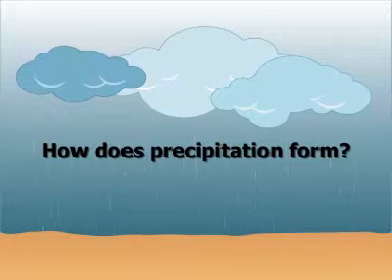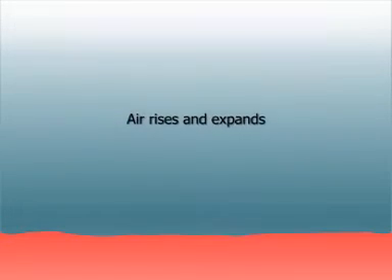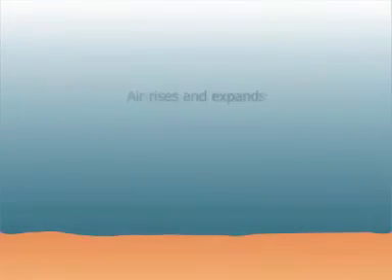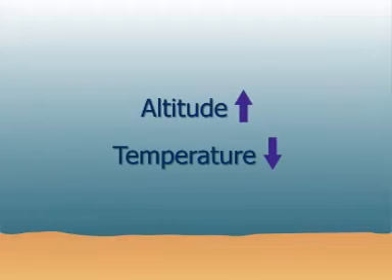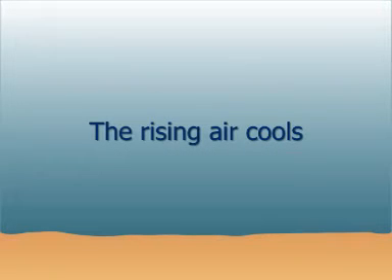How does precipitation form? The air can hold a certain amount of water vapour. When the air temperature rises, the air heats up, rises, and expands. As the air temperature falls with increasing altitude, the rising air cools.